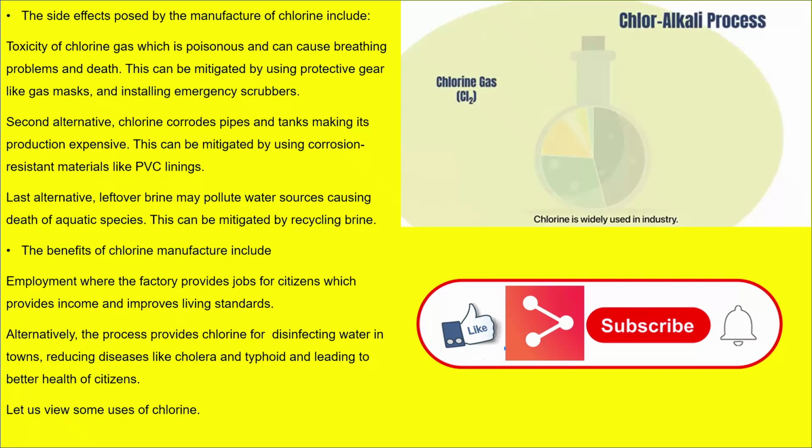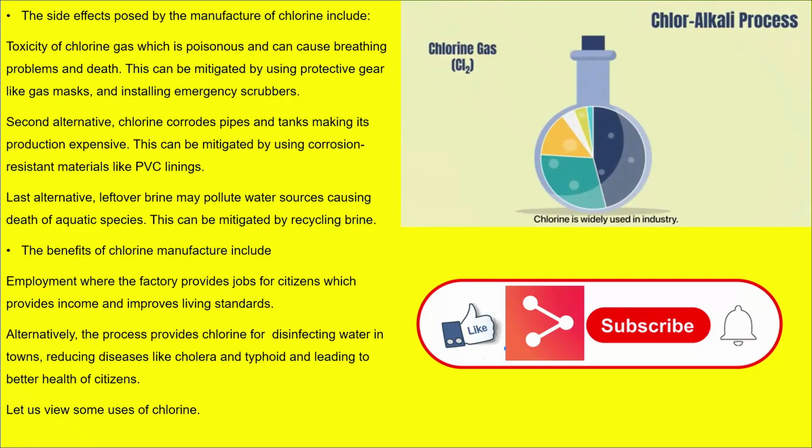The benefits of chlorine manufacture include employment, where the factory provides jobs for citizens, which provides income and improves living standards. Alternatively, the process provides chlorine for disinfecting water in towns, hence reducing diseases like cholera and typhoid and leading to better health of citizens.